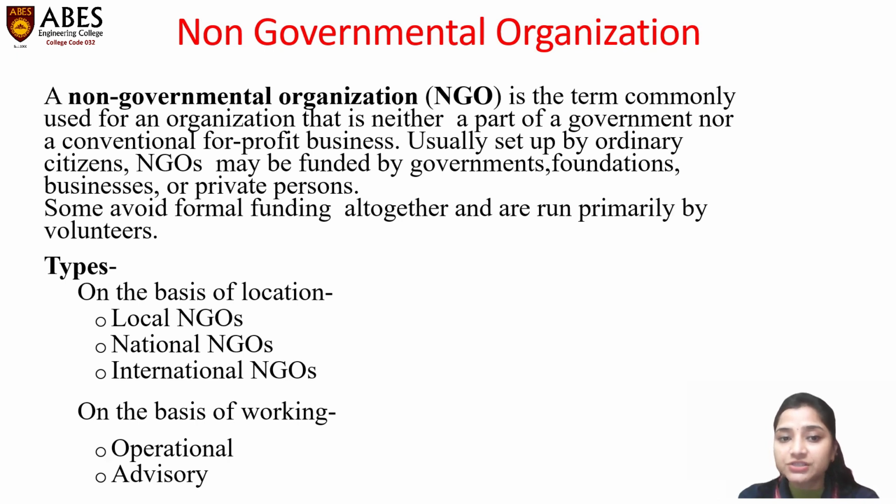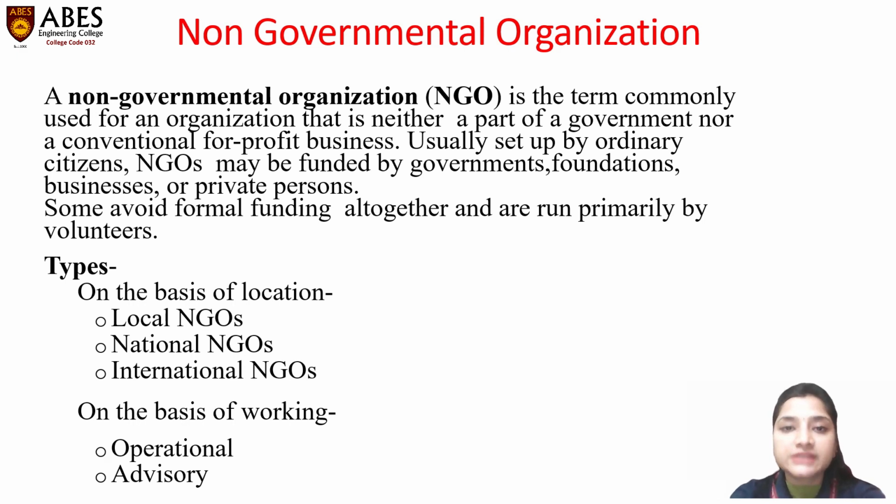The third classification based on location is international. There could be formation of NGOs which could raise the voice or extend their hands internationally, all over the globe. So there are three classifications based on location: local NGOs, national NGOs, and international NGOs.